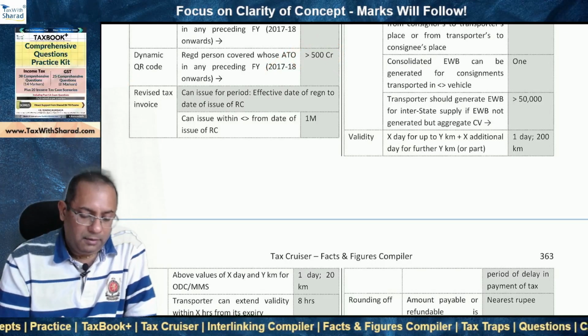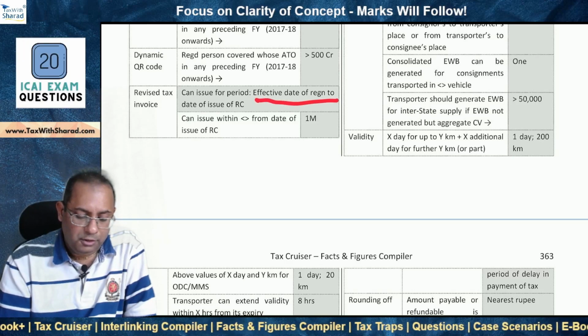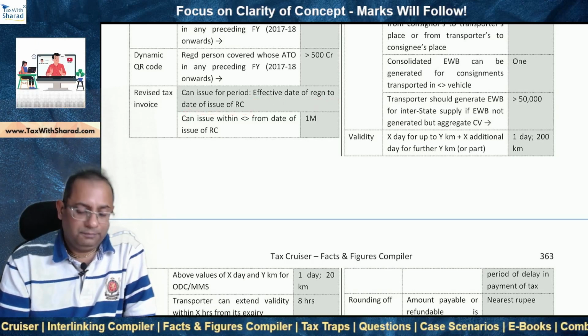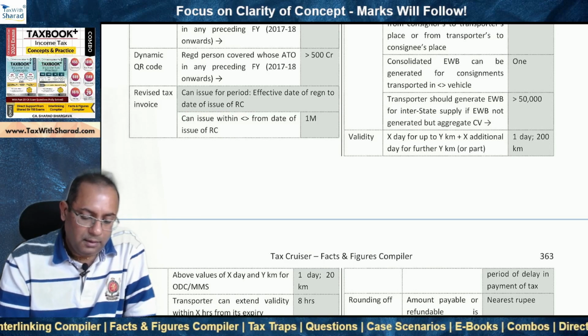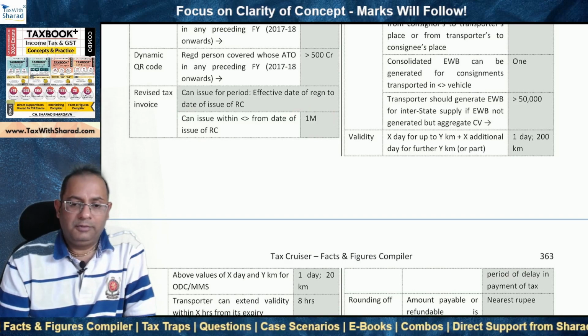For which period can revised tax invoice be issued? For the period from effective date of registration to the date of issue of registration certificate. And one can issue revised tax invoices within 1 month from the date of issue of registration certificate.